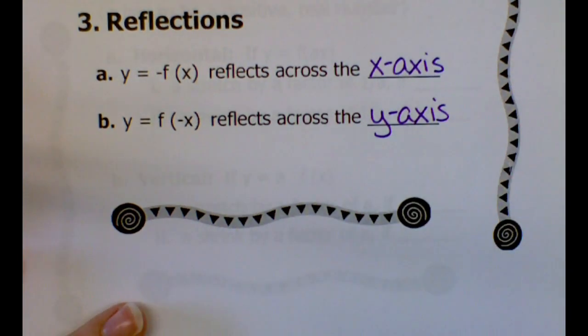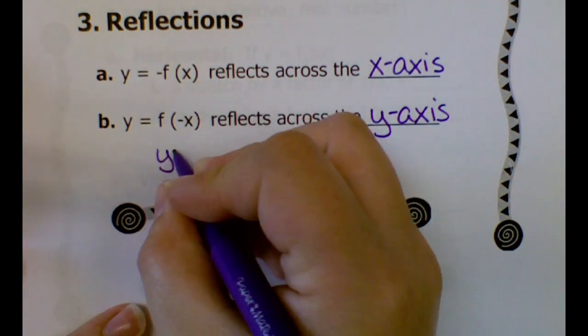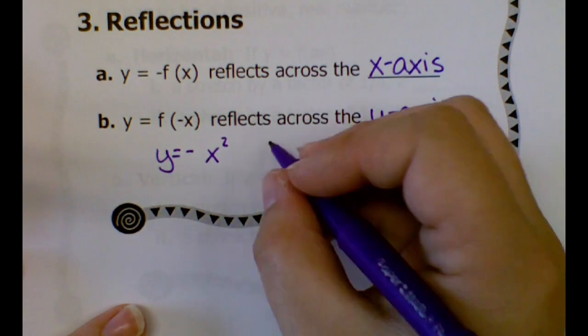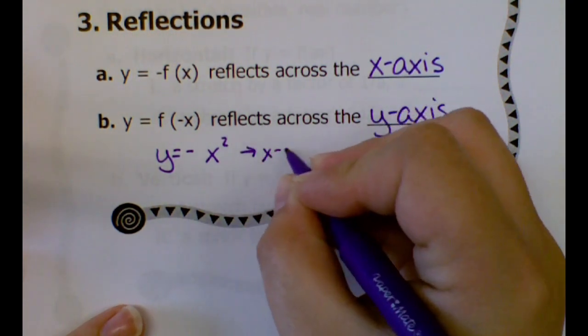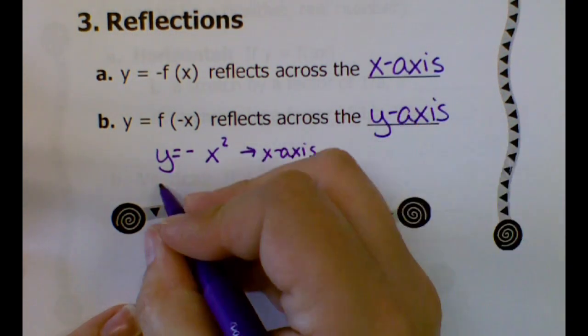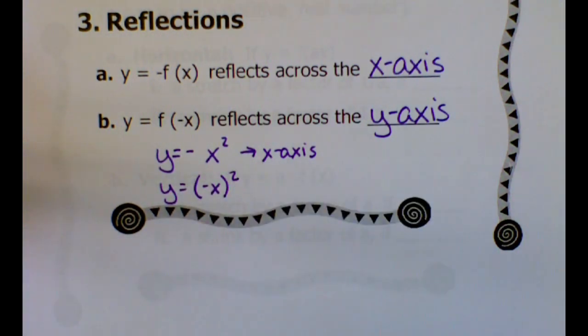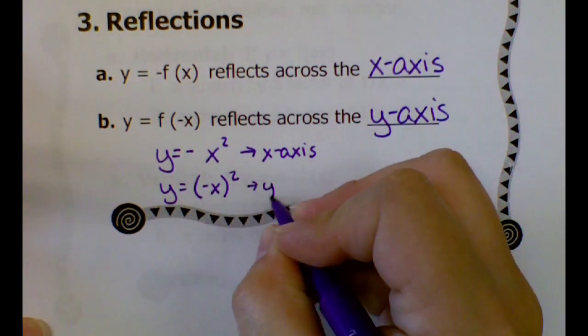So going off my y equals x squared, if my function is y equals negative x squared, that's a reflection across the x-axis. Whereas if I put that negative in parentheses and then square it, that's a reflection across the y-axis.